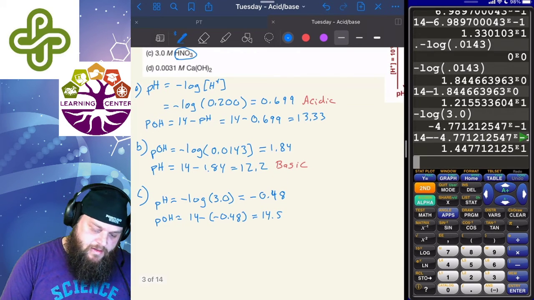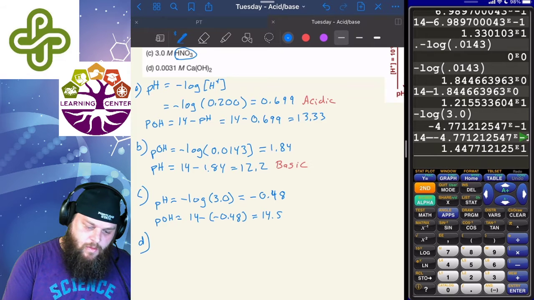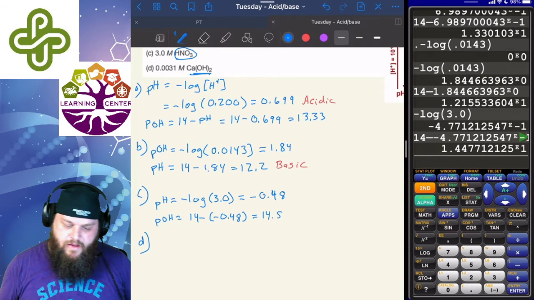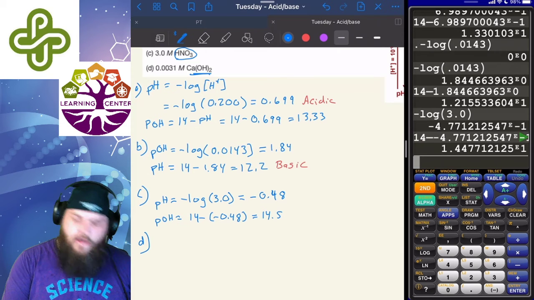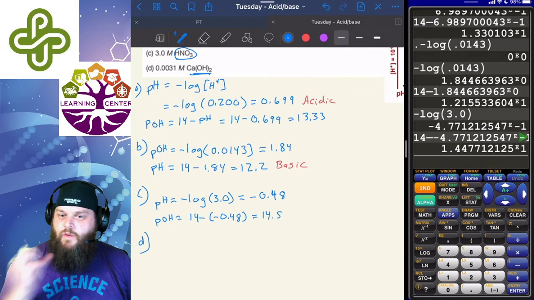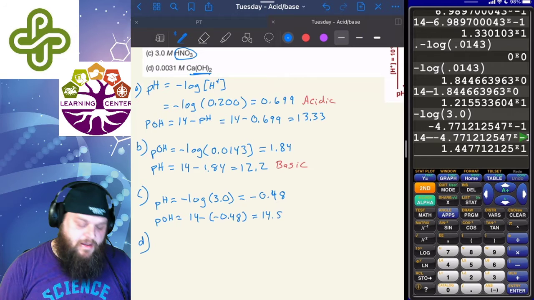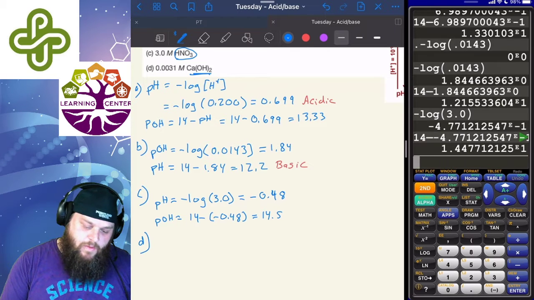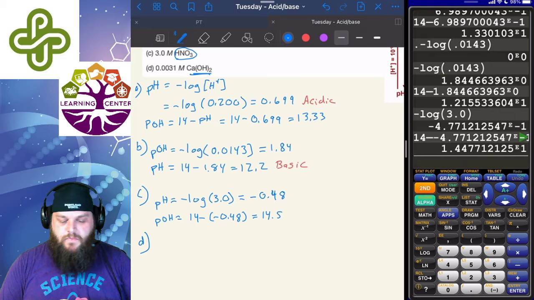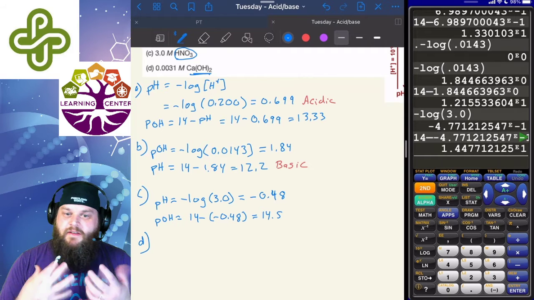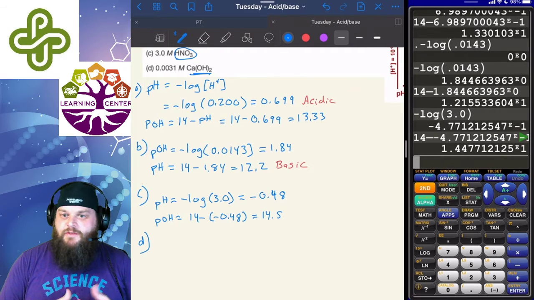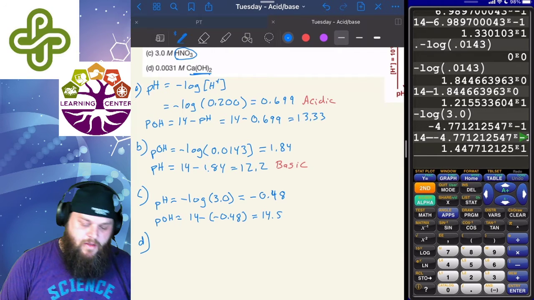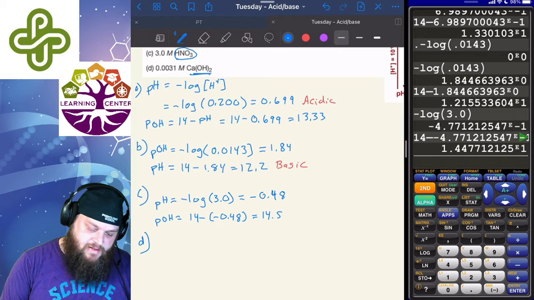For part D, we have calcium hydroxide there. Notice that it's Ca(OH)2, so there's 2 hydroxides for every 1 calcium atom. So when we figure out the concentration of hydroxide, we have to take the concentration of calcium hydroxide and double it. Because for every mole of calcium hydroxide, there's 2 moles of hydroxide in there. And what we want is that concentration of hydroxide.